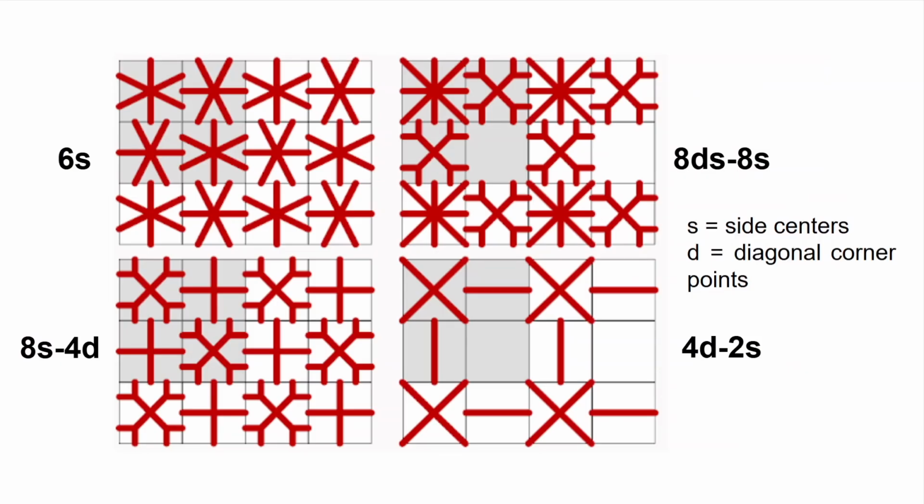So this is where they have different types of these tilings and they're classifying them. So they have 6S, 8DS, 8S, 4D, 2S, and 8S, 4D. And this is where we have D and S. S stands for side centers, and D stands for diagonal corner points. So diagonal corner points is where you have a point that hits the diagonal and the diagonal corner, and the side centers are points that hit the sides, and you can differentiate between those. And you have different motifs that you can characterize using this method.